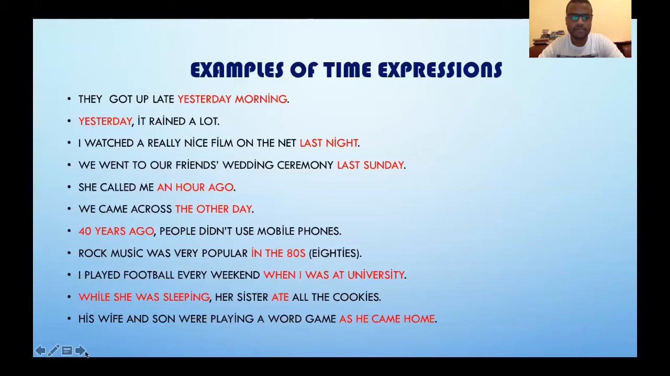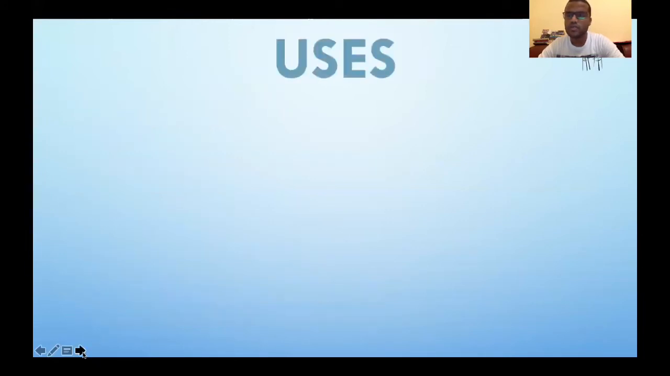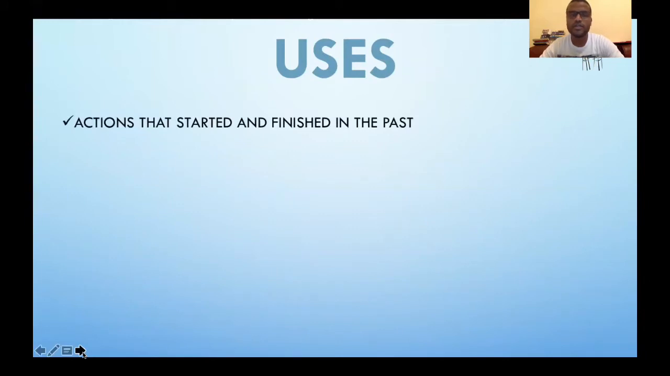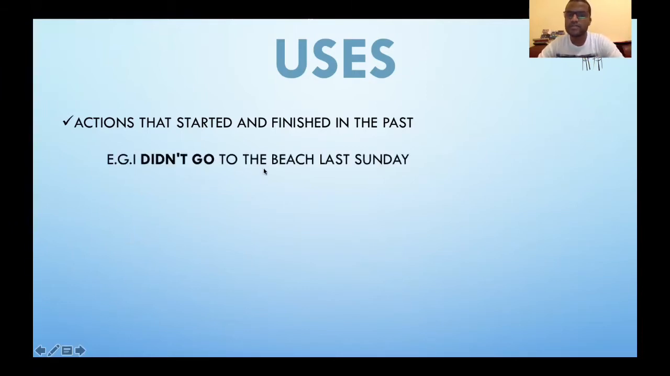Then another thing that we should know is the use: when we use the simple past tense. We use the simple past for actions that started and finished in the past, something that we already did, like yesterday. We can say finished actions in the past. For example, "I didn't go to the beach last Sunday."